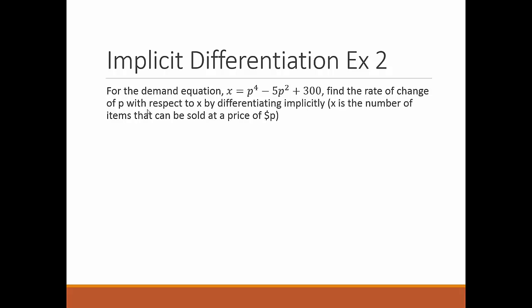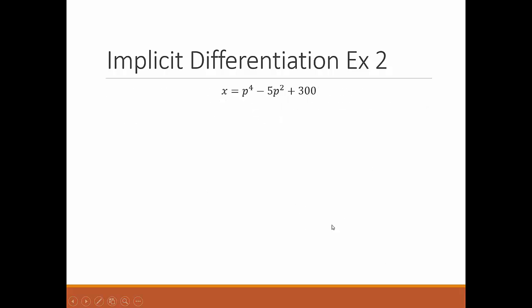I want to find the rate of change of price with respect to demand. Remember, my x is demand, by differentiating explicitly. So I take this equation, and every one of these, I take the derivative of the price with respect to x. Every single term. If the term does not have an x, then I have to follow it up with the dp dx after it.